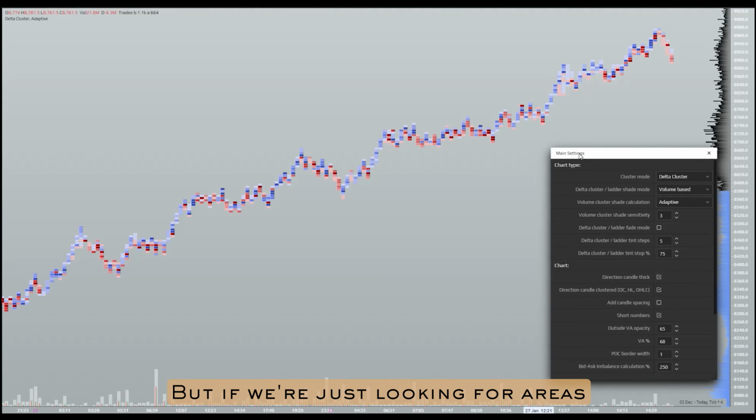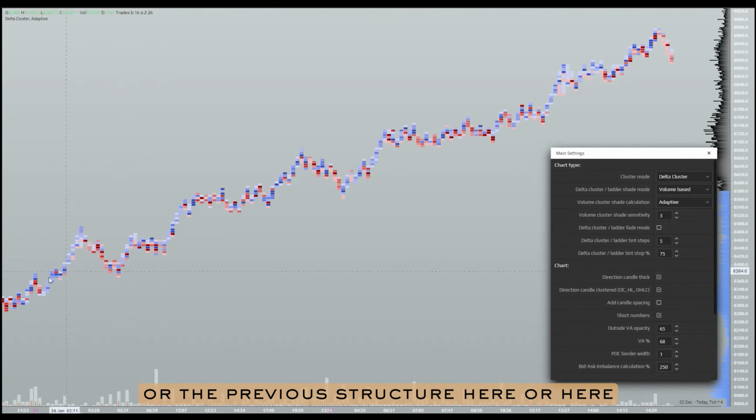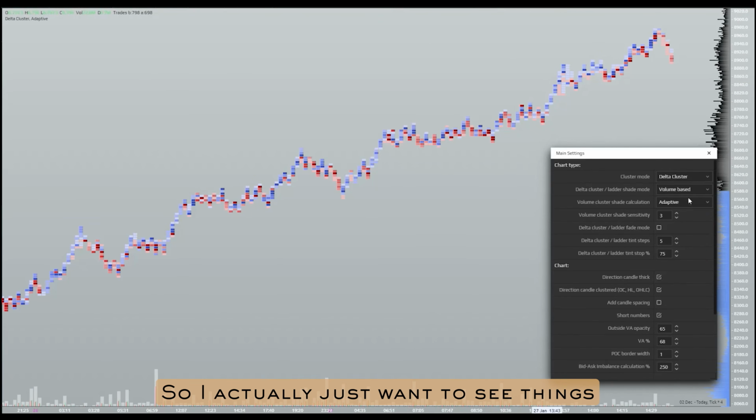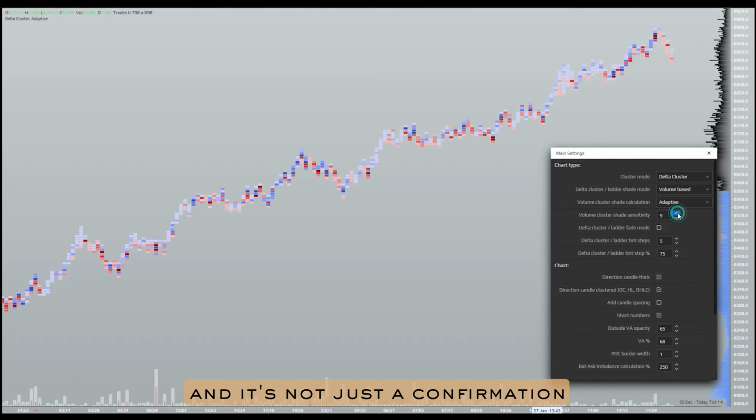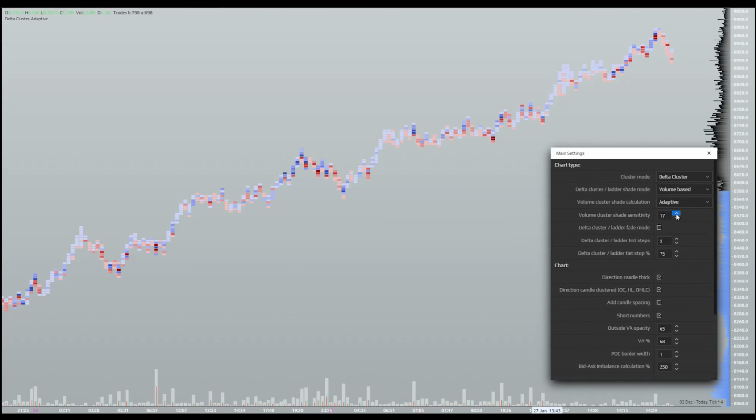But if we're just looking for areas at support and resistance, so if I'm just looking at the previous structure here, or the previous structure here, or into these lows, if we're going to come down and test this, we don't have that yet, but I want to see that lows are aggressively sold. I actually just want to see things that are relevant to what I'm looking for. It's not just confirmation bias in that sense; we just want to see that these values have been established, because we're going to be looking at these values and seeing if we can get above them. When we get above them, we know we could potentially have them trapped.